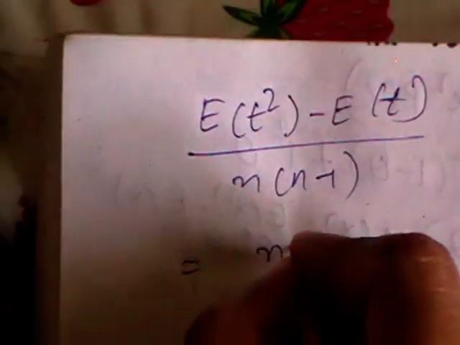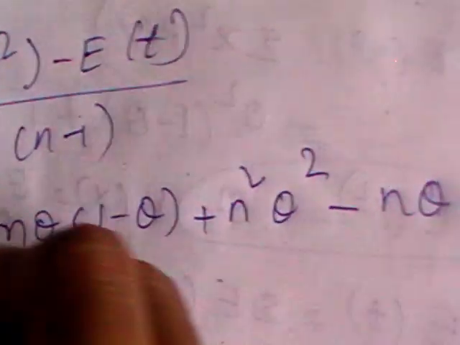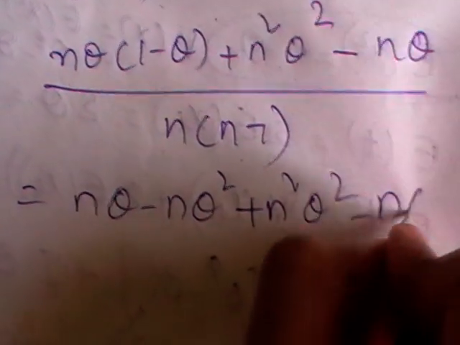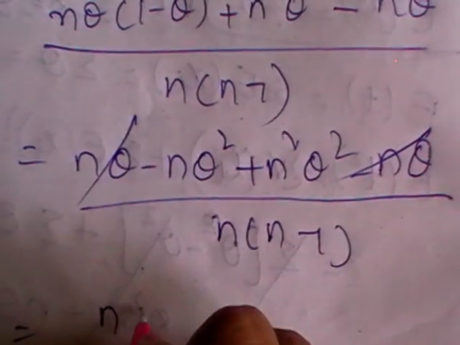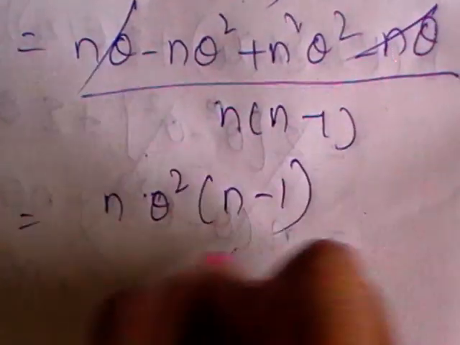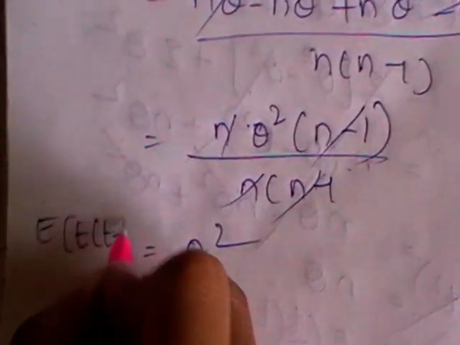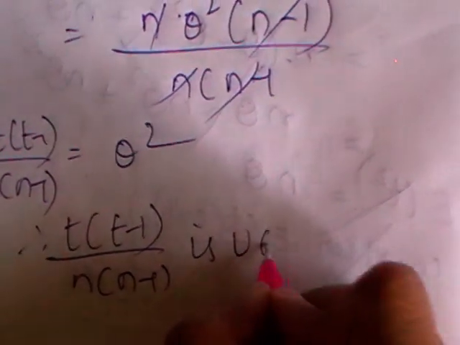So if we substitute again, we consider expectation of t square minus expectation of t, by n into (n minus 1). What is E of t square? n theta into (1 minus theta) plus n square theta square, minus E of t, which is nothing but n theta. So n theta minus n theta square plus n square theta square minus n theta. To take out n theta square as common, you will get n minus 1 by n into (n minus 1), so this is equal to theta square. You got E of t into (t minus 1) by n into (n minus 1) is equal to theta square. Therefore, t into (t minus 1) by n into (n minus 1) is an unbiased estimator of theta square.